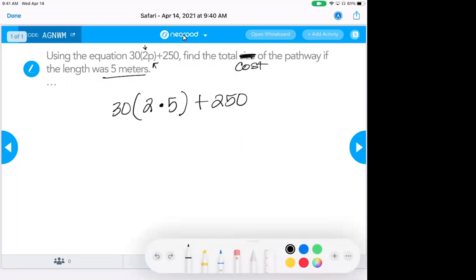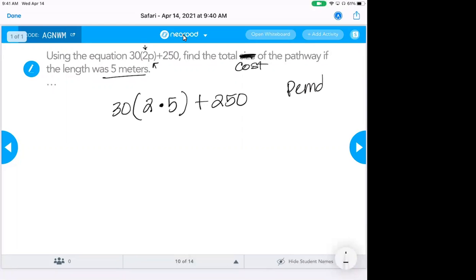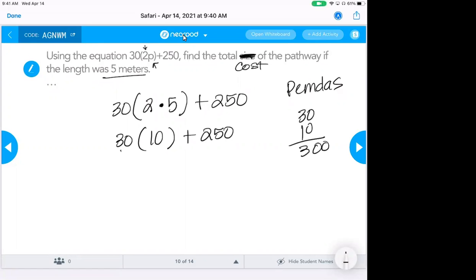We first have to do PEMDAS, we have to do parentheses first. So 2 times 5 is 10 plus 250. And then we have to do multiplication. So 30 times 10 is 300. This is for those of you who may struggle with that, plus 250. And then 300 plus 250 is 550. And that's what you should have gotten.